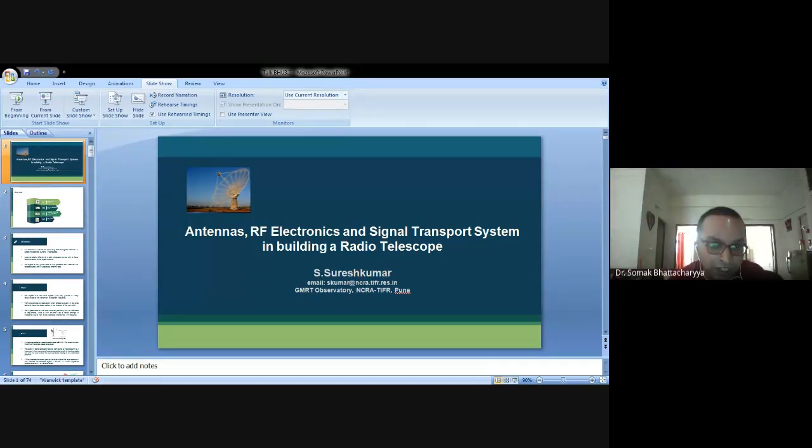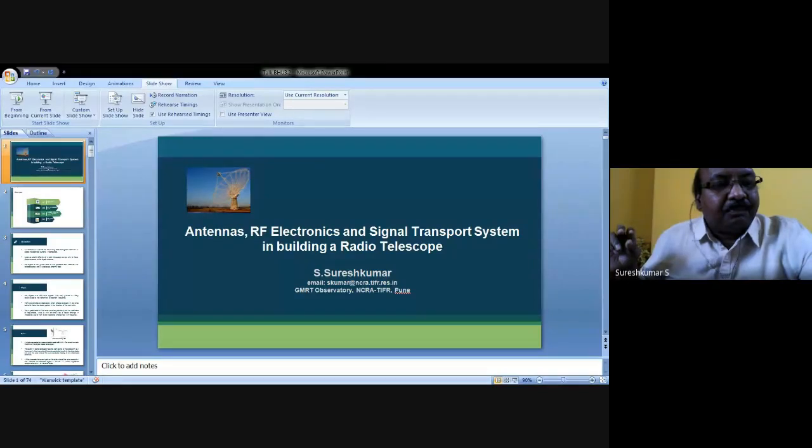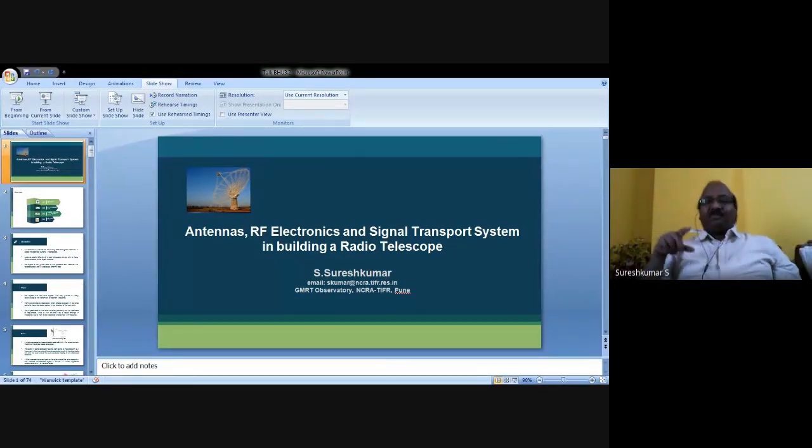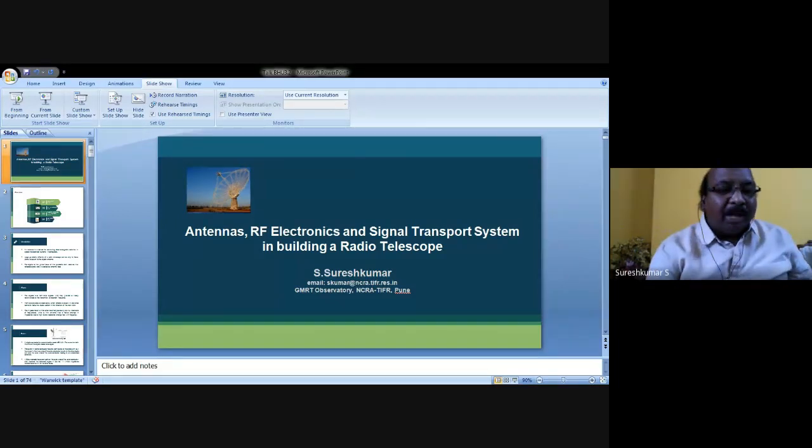The very first one that I have received, sir: please explain how the beam is narrowed if the collective area is increased. Okay, so actually I have flashed the equation there. When the area is increased, if you see, go back to this slide. Okay, one second.